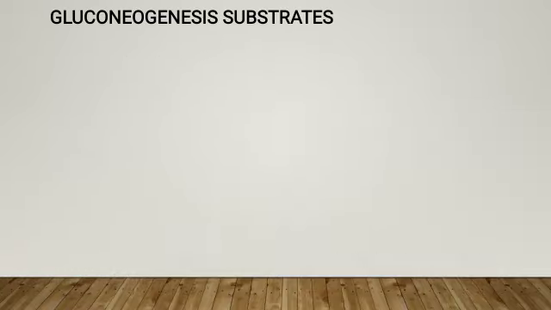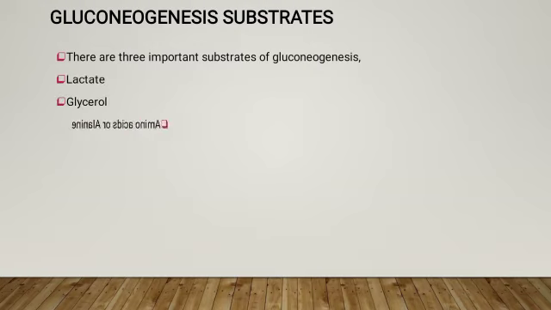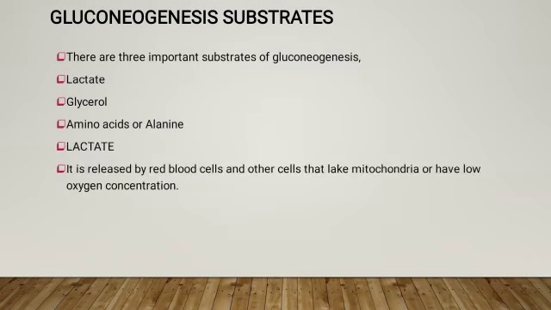After this, gluconeogenesis substrates. What are the gluconeogenesis substrates? There are three important substrates of gluconeogenesis: lactate, glycerol, and amino acids, especially alanine. First of all, we discuss lactate. It is released by red blood cells and other cells that lack mitochondria or have low oxygen concentration.